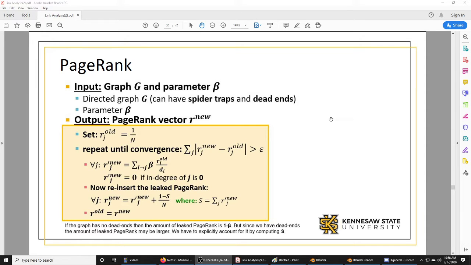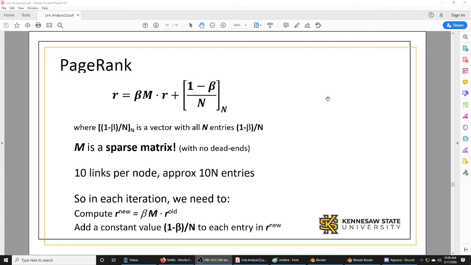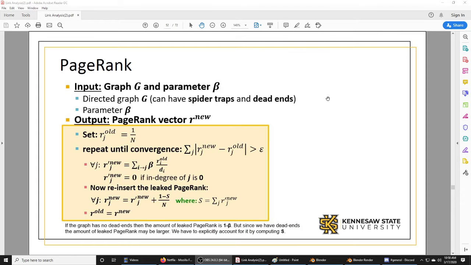Welcome back. So, we talked a minute ago about how we reduced the dimensions of R to make it easier to fit into memory. But sometimes even that still makes it difficult. So let's look at this algorithm here. We're going to input graph G and parameter beta. Directed graph G can have spider traps and dead ends. The output we want is a PageRank vector R new.